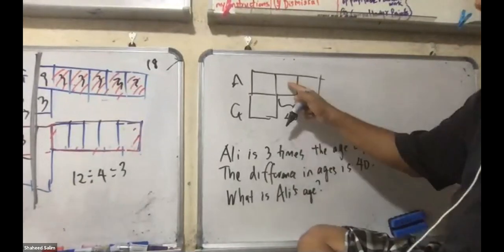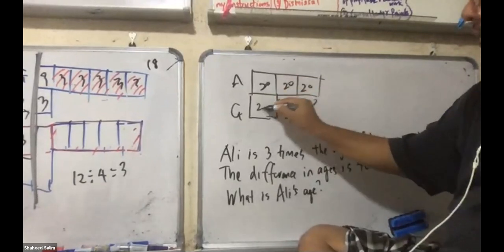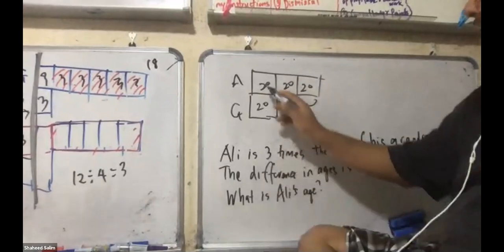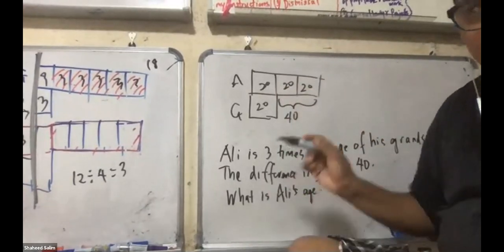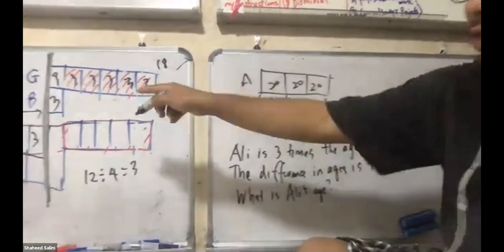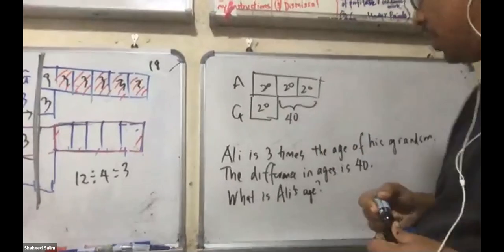So you're going to find one unit. 40 divided by 2. 20, 20, 20, 20. Grandson is 20 years old. Grandfather is 60 years old. Ken, I give you now another question. You have to get this first before we go to that. I know you want to go to this, but we have to master this one first. We try one more time.